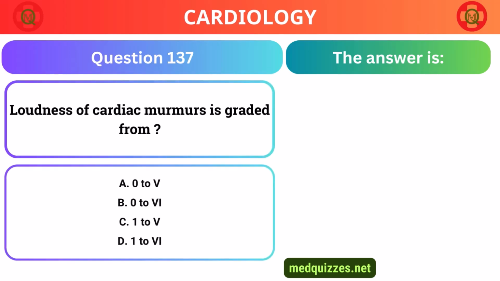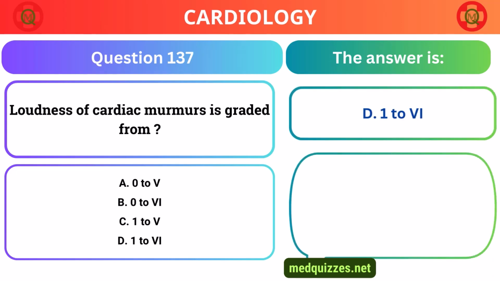The question 137. Loudness of cardiac murmurs is graded from. The correct answer is D, 1 to 6.